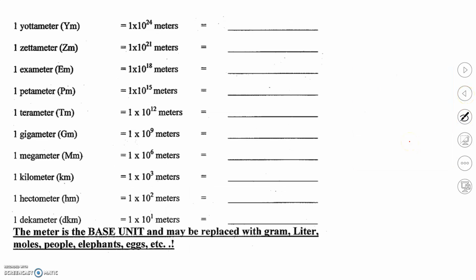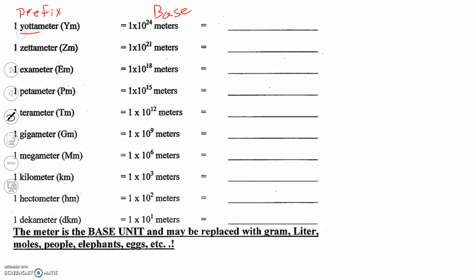The big thing that I'm going to point out is a couple of terms. So prefix. A prefix is going to be whatever's in front of our base unit. Everything on the left side is going to be a prefix, and everything over here is your base unit. In this instance, meters is your base unit, and your prefixes are going to be whatever's in front of it on the left. So in this instance, it's going to be yotta, zetta, exa, peta, tera, giga, mega, kilo, hecto, deca.